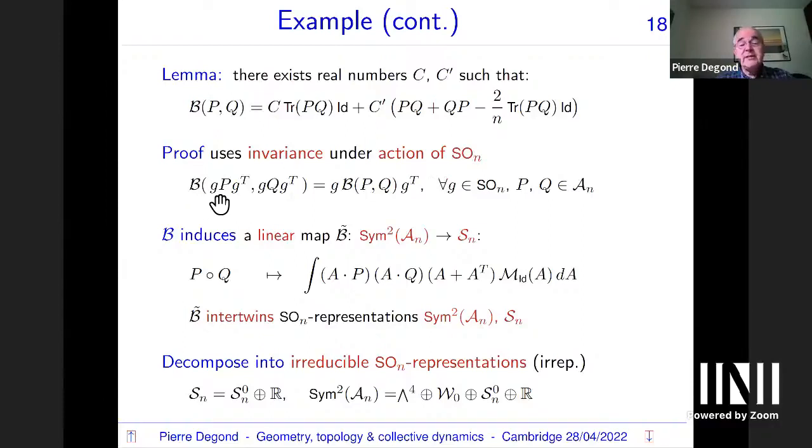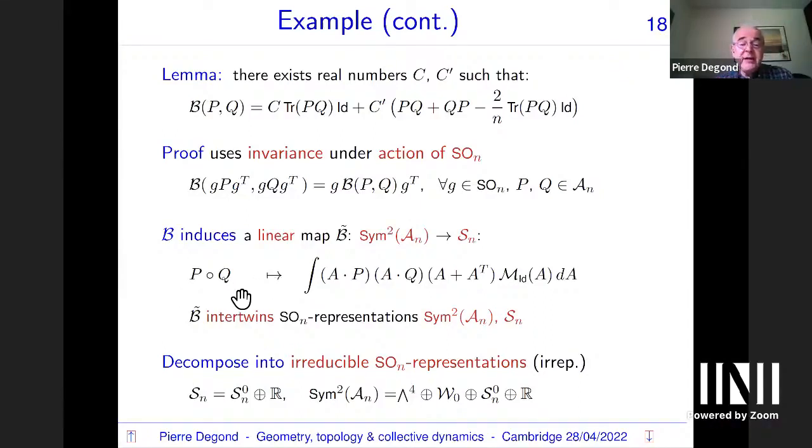You can actually show that if you conjugate these anti-symmetric matrices P and Q by an element of the rotation group, and you apply B, then you get the conjugation of the result, right? And so this is basically the trick that we need to use for reducing the bilinear form. So I'm not going to give you a lot of details. It actually uses irreducible representations of SO(n).